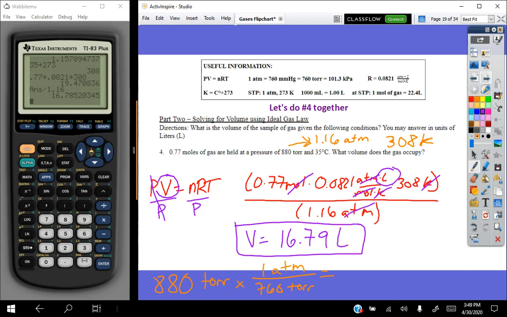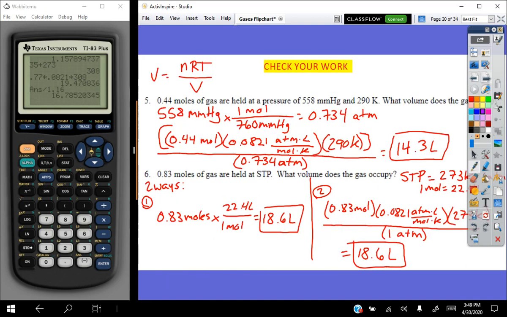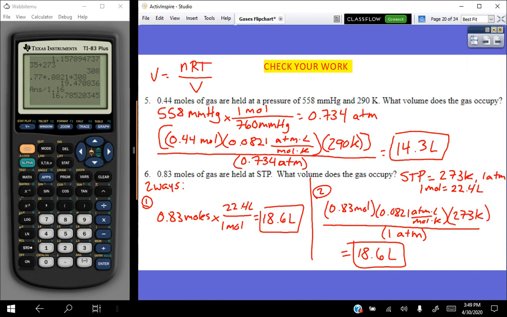Welcome back. Here we are. A couple of tricky things happened here. The first one, we had to convert our pressure into atmospheres. Same setup as the problem before. We got an answer of about 14.3 liters.